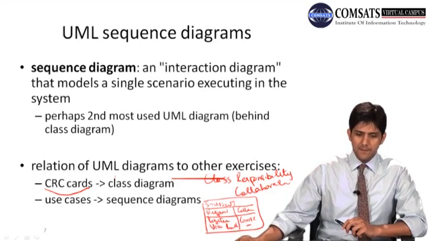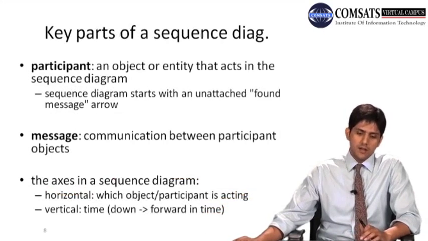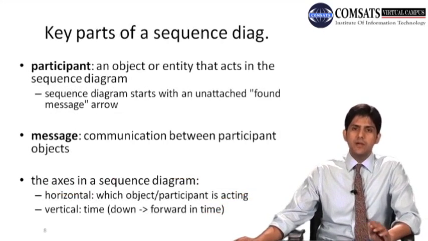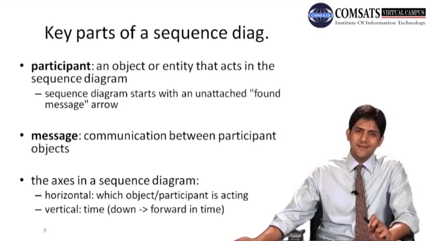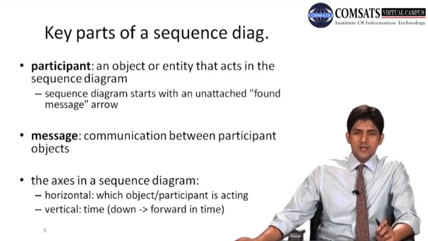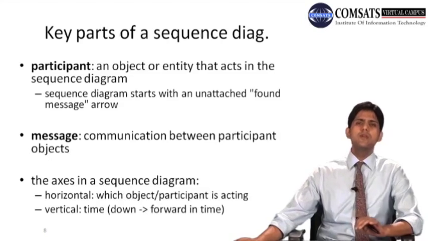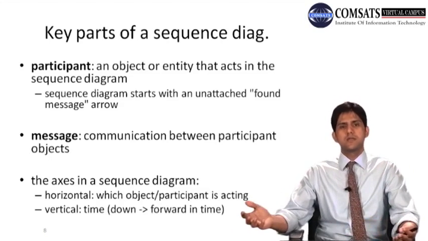Okay, so what are the key parts of sequence diagrams? We have participants, an object, and how do we define a participant? It's an object or entity that acts in the sequence diagram. A sequence diagram starts with an unattached found message arrow. I told you that there would always be an incoming arrow to a sequence diagram.